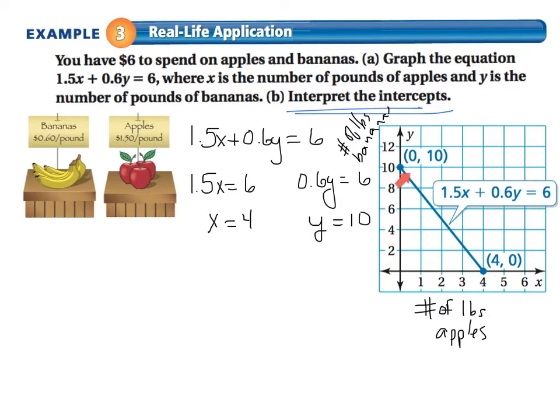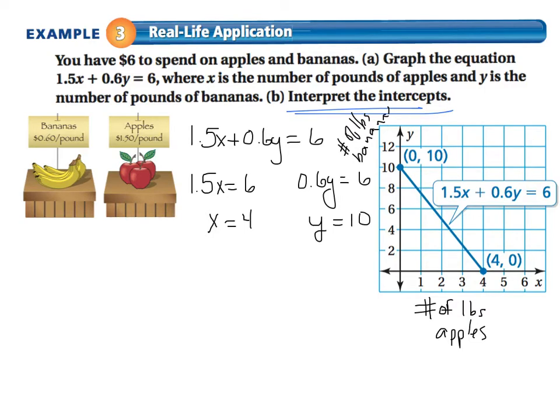So here's our line. So interpret the intercepts. What does it mean when I have 10 on the y-intercept and 4 on the x-intercept? If we're talking about number of pounds of apples and bananas, you would assign x, which is the number of apples. So if you look at 0, 10, you would assign 0 to 0 pounds of apples and 10 to 10 pounds of bananas. Same thing here. The ordered pair 4, 0, there'd be 4 pounds of apples with 0 pounds of bananas.